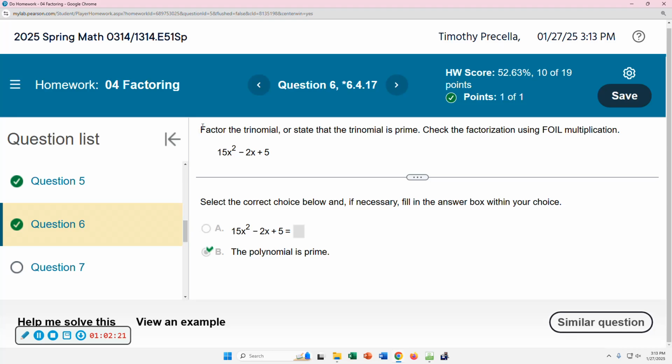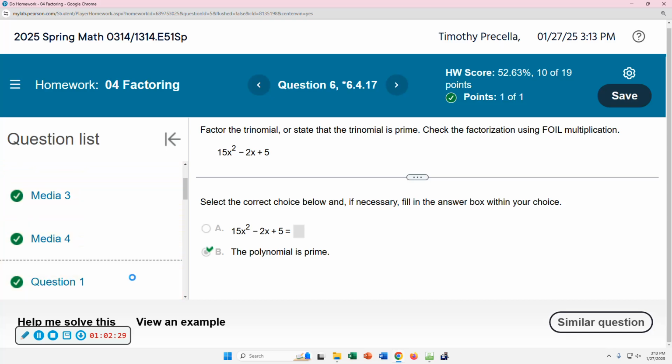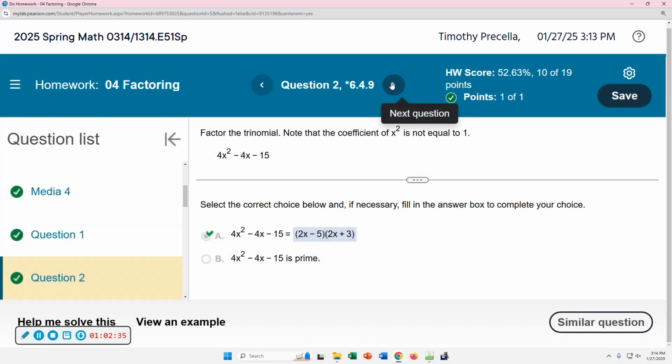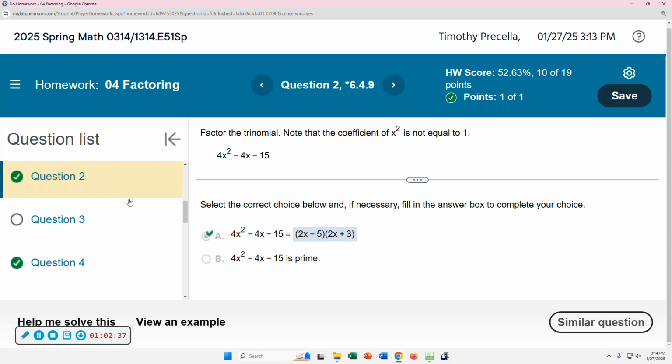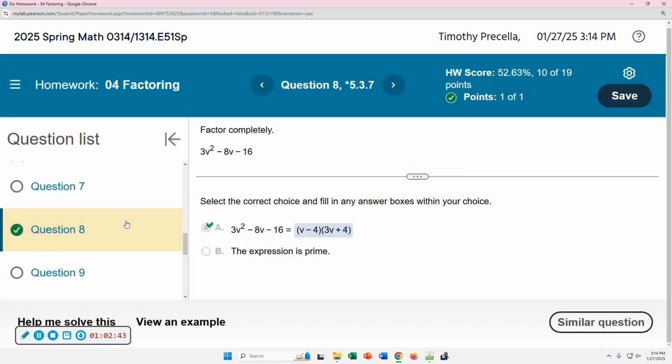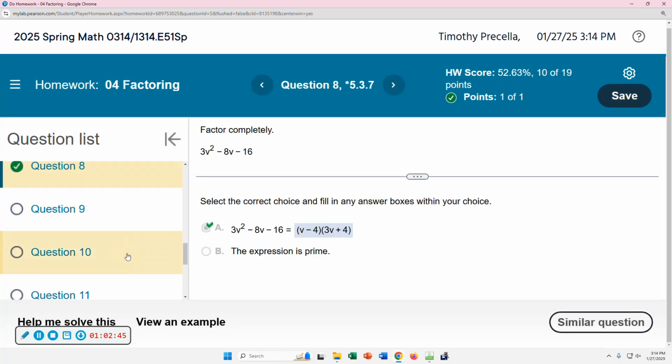Now, I mentioned the instructions when we started. I said if the instructions say factor, your answers are two sets of parentheses. Like right here, it just said factor, two sets of parentheses. Or it might be not factorable or prime, you see? But we're about to get different instructions. Ready to move on?